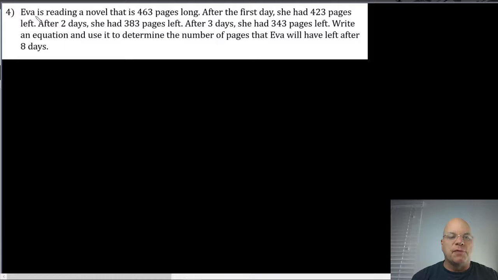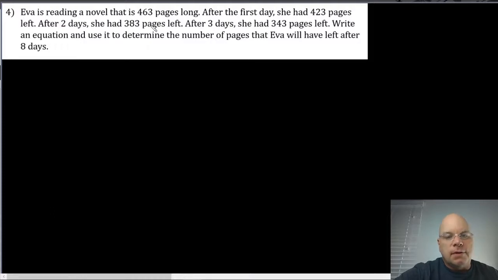So problem number 4 says Eva is reading a novel that is 463 pages long. After the first day, she had 423 pages left. After 2 days, she had 383 pages left. After 3 days, she had 343 pages left. Write an equation and use it to determine the number of pages that Eva will have left after 8 days.